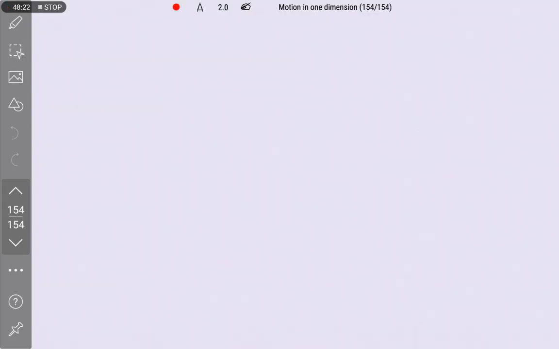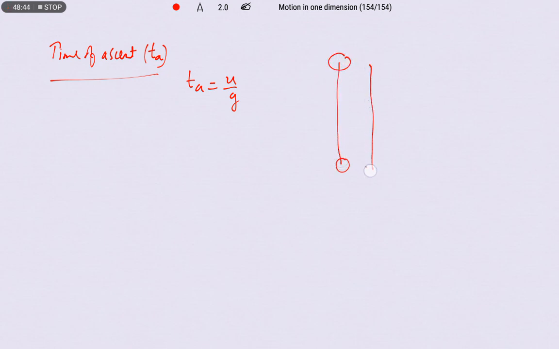Before that, let us discuss one important point here, time of ascent and time of descent. So we already know what is meant by time of ascent. It is the time taken by a body to reach maximum height from the ground. We can write it as Ta is equal to u by g. In the same way, after reaching the maximum point, it won't stay there and it will reach the ground. So when it reaches the ground, it will take some time. That time is known as time of descent. The time of descent is also equal to u by g.